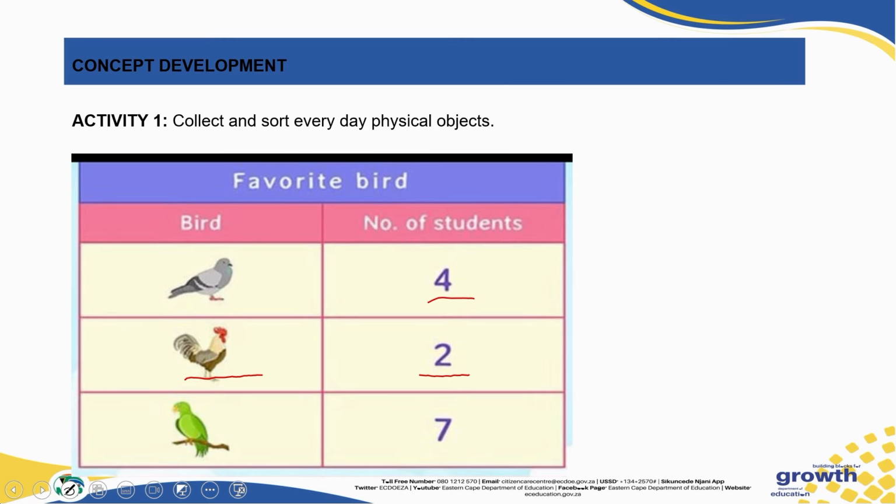Now we are moving to the third bird that they have collected. They have collected a parrot. Look at the number of parrots. They have collected 7 parrots.